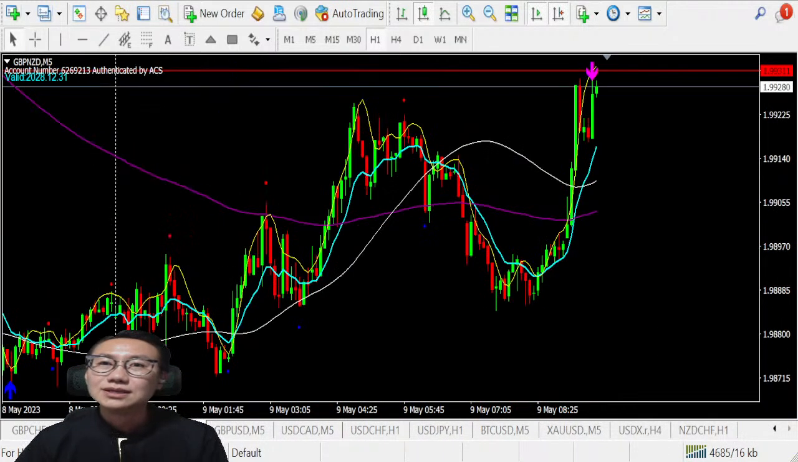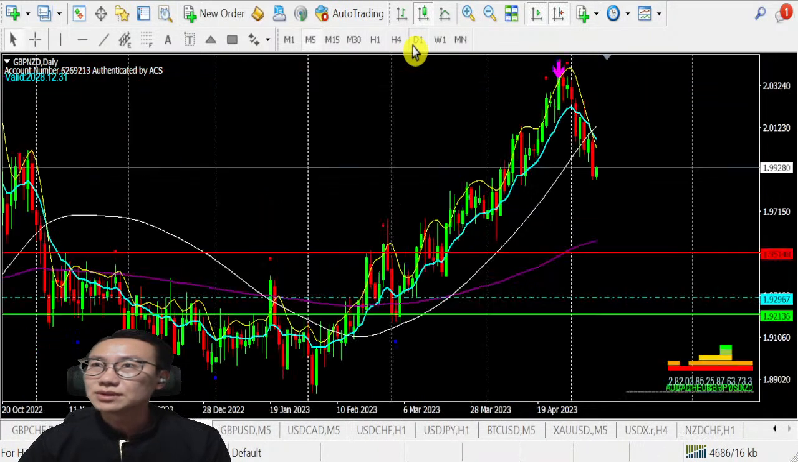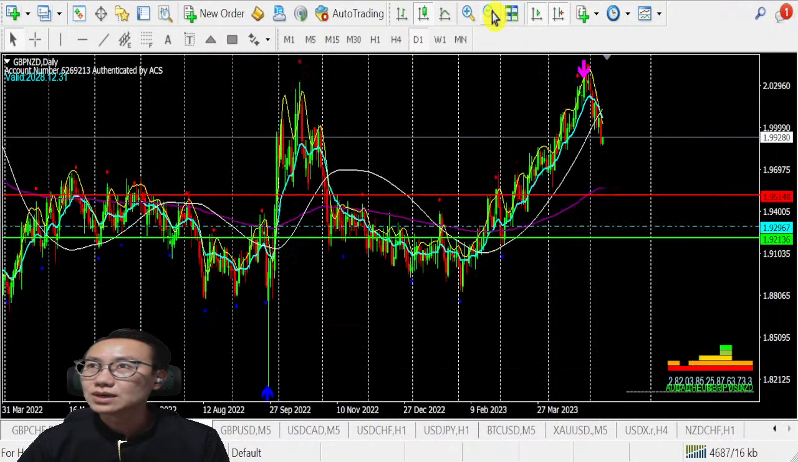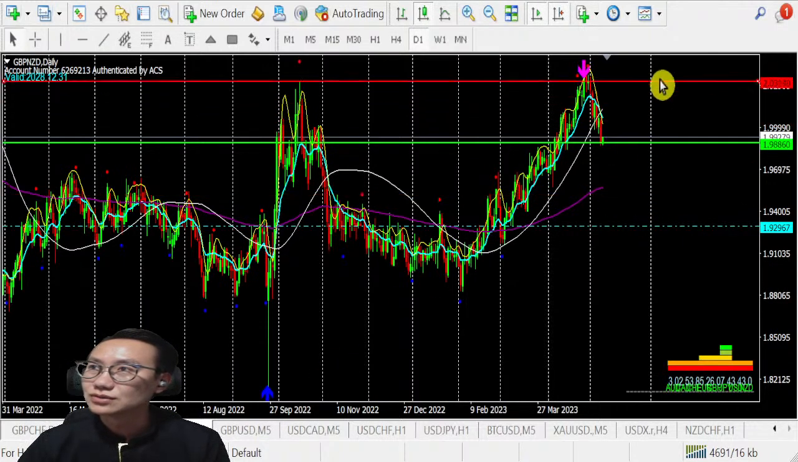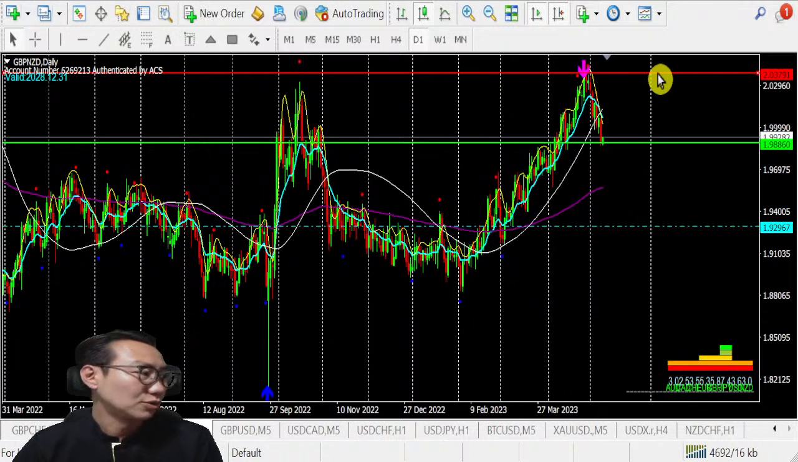All right, Pound Kiwi, let's take a look at Pound Kiwi. It looks like it's a bull. Well, the bull is actually coming into a support. So no, skip. Since it's coming to the support, then better not to.